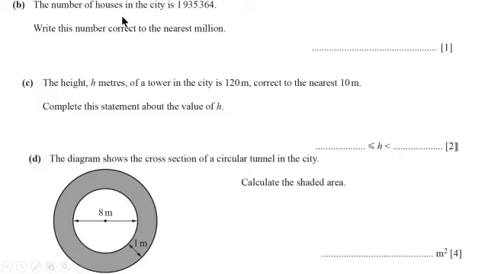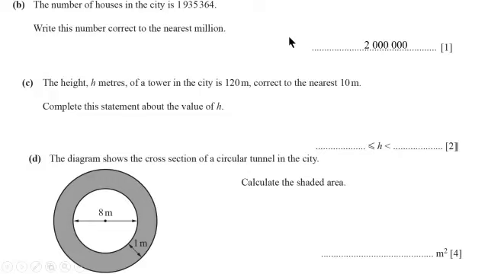B. The number of houses in the city is 1,935,364. Write this number correct to the nearest million. Look at the million digit here, which is 1. Look at the next digit to the right, which is 9. This means that we must increase this by 1 to be 2 million.